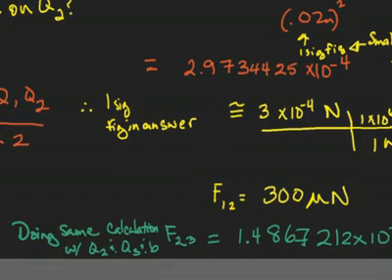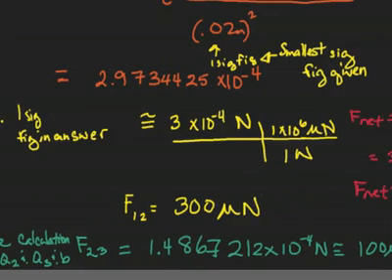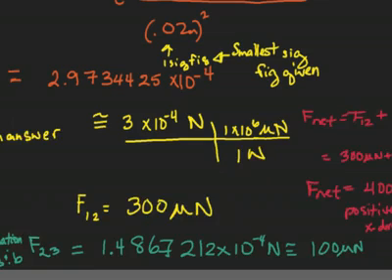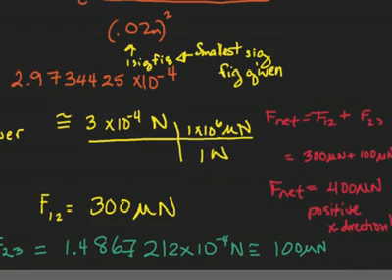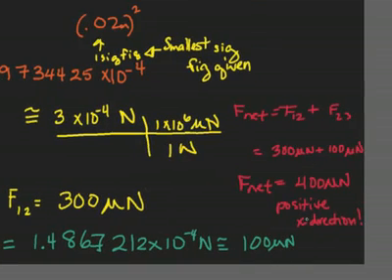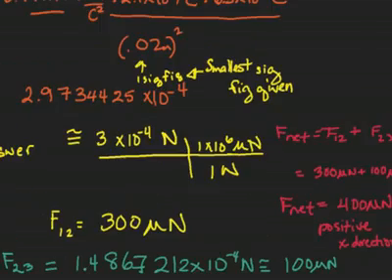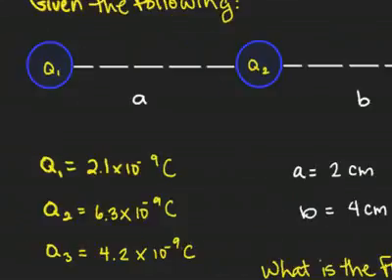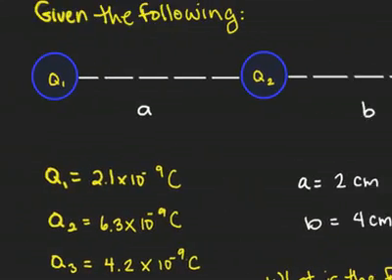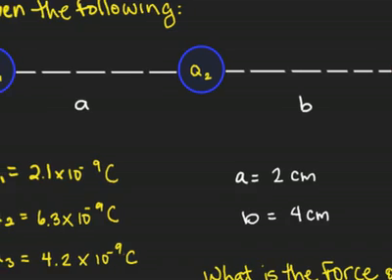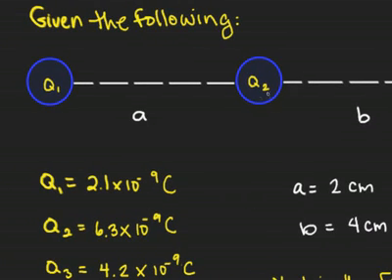Same thing with Q2 and 3. If you do that, you'll get this number, and then you'll round that 1.4 down to 100 micronewtons. Then the net force is that 300 plus 100, which is 400 micronewtons, and as we said, it's in the positive x direction. So that's a very basic example of how to use superposition and point charges to calculate the net force felt on an object.